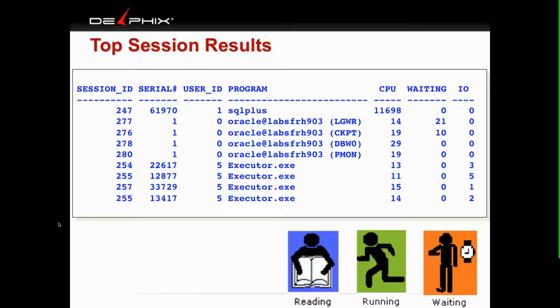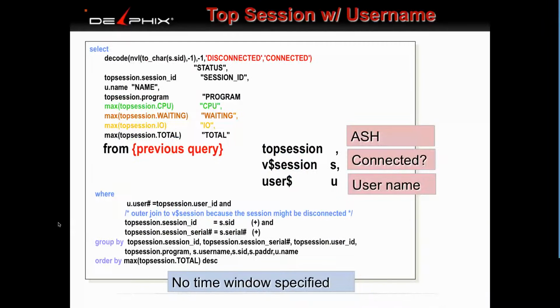I also don't know who user ID 1 is. Could I translate that to the actual name? So I want to add some decode to make it a little bit more usable. So I'm going to join. I have my previous query in the middle in red, and I'm going to join to get all the session to find out whether they're connected, and join the username to decode their username.